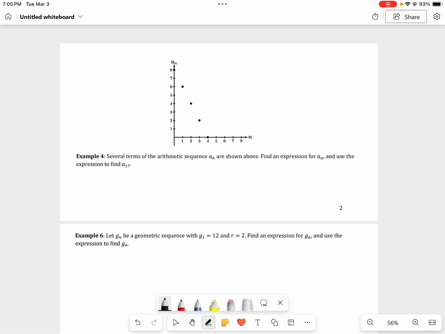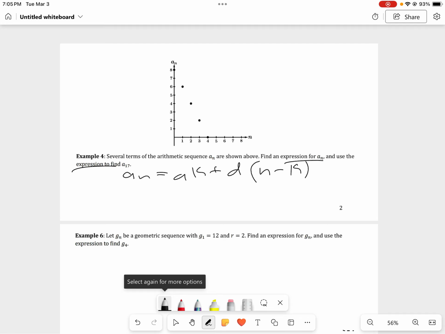So it says that we have a graph, and it's supposed to be an arithmetic sequence, and it's asking us to find an expression and use that same expression to find a of 17. So obviously the expression is written a of n is a of k plus the common difference, times n minus k. What we can tell from here is that it goes from 6, you move over, it goes to 4, and then it goes to 2. So you're just jumping by -2 each time. That's our common difference. So we can just write that d is -2.